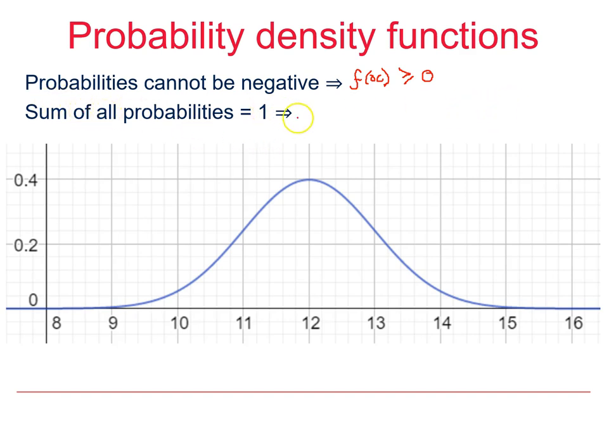And we also know, because the sum of all probabilities possible has to equal 1, we know that the total area under that curve must always equal 1. And these two conditions must be met by any function that is going to be a probability density function for a continuous random variable.